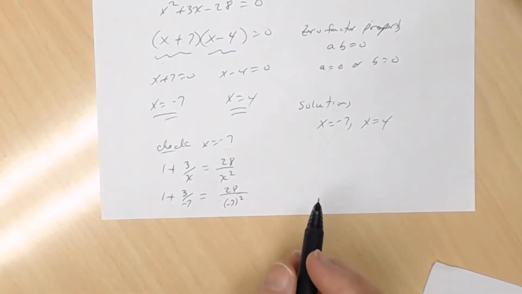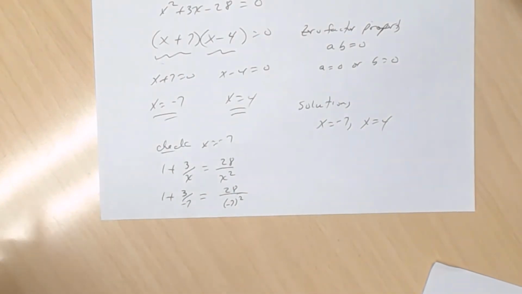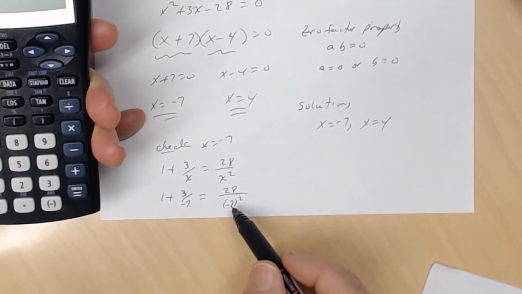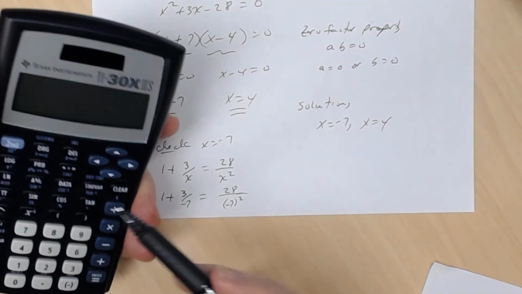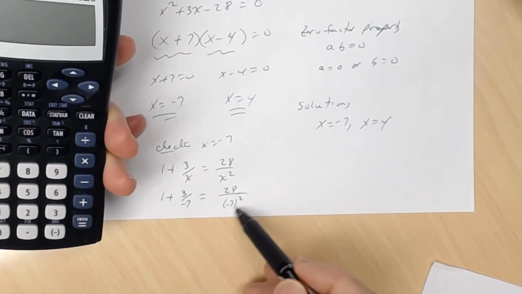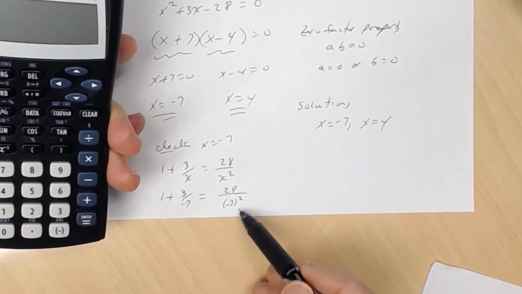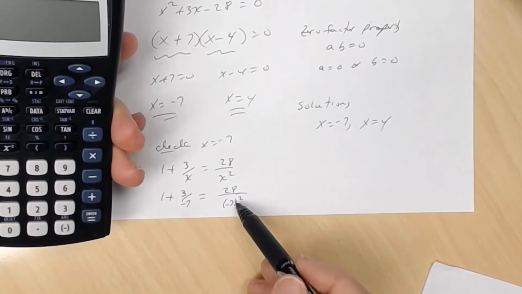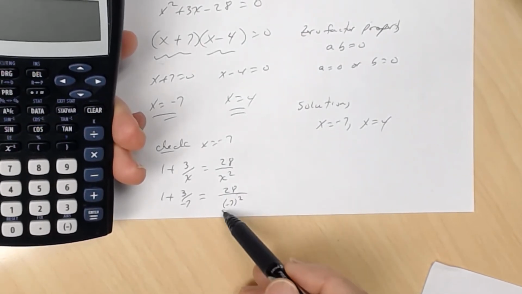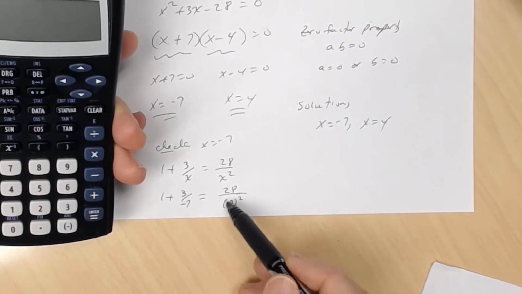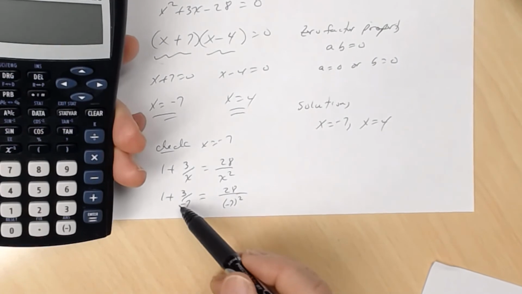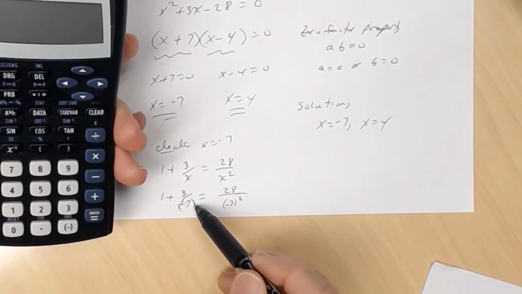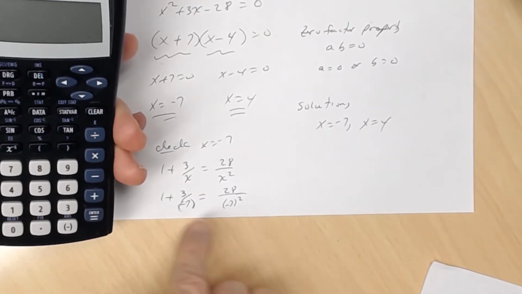Now, let's check this. You might say, well, why did you put it in parentheses? Because if you did not, your calculator would have given you a negative 49. And it's not a negative 49, because a negative 7 times itself is a positive 49. That's why it was important. So if you wanted to, you could have put that in parentheses here as well. All right, just to be on the safe side.